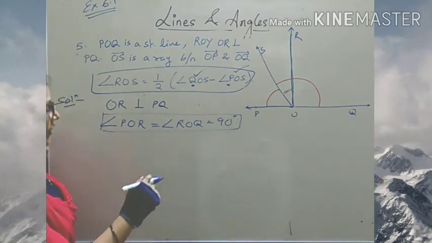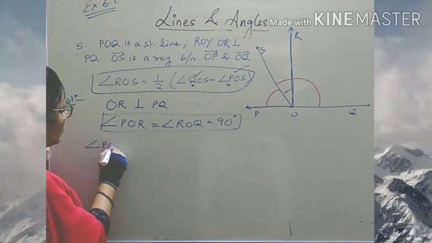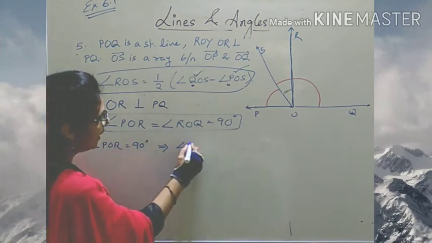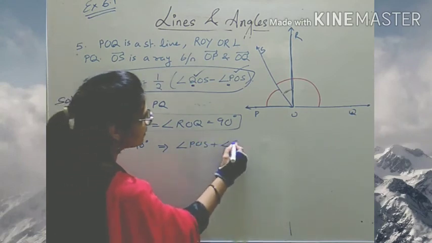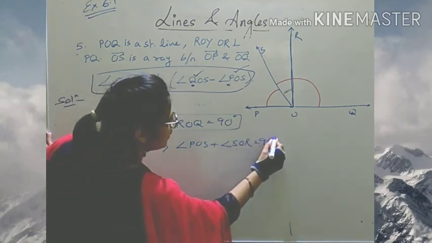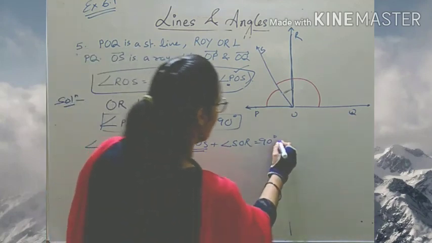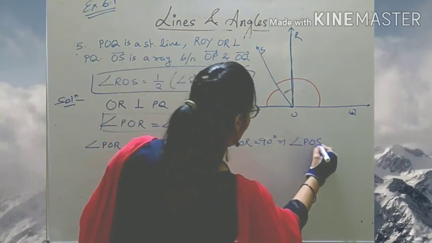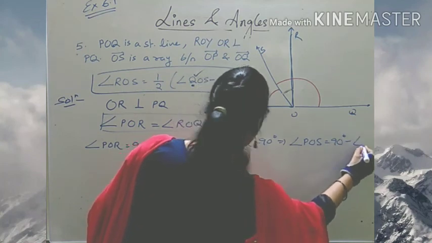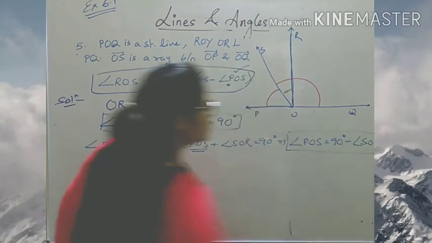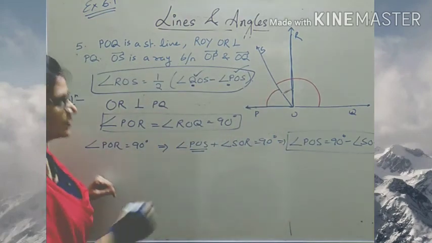Now, angle POR is equal to 90 degree. So this implies angle POS plus SOR is equal to 90 degree. Now, with the help of this, what is the value of POS? So what we can write? POS will be 90 minus SOR. So what we have got? What is POS? 90 minus SOR.